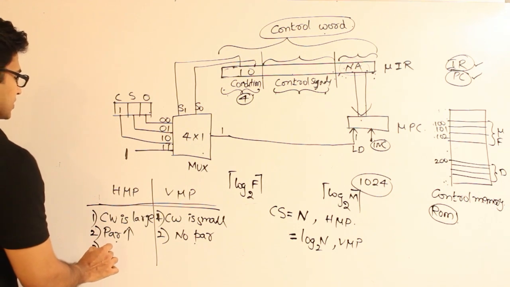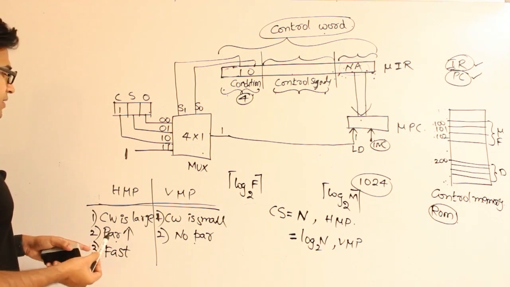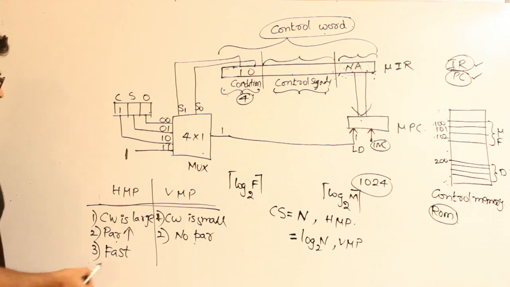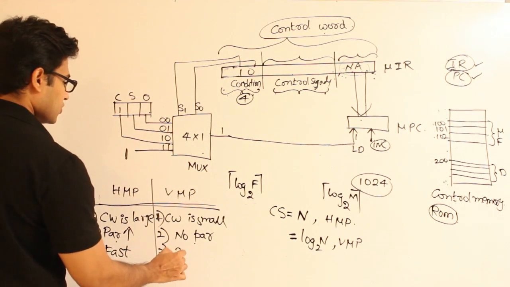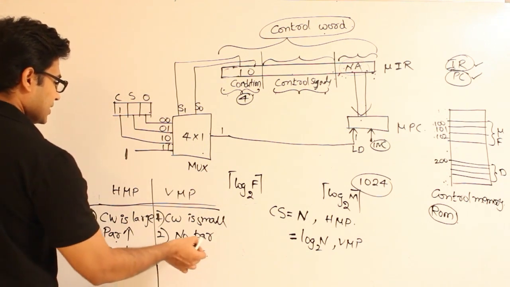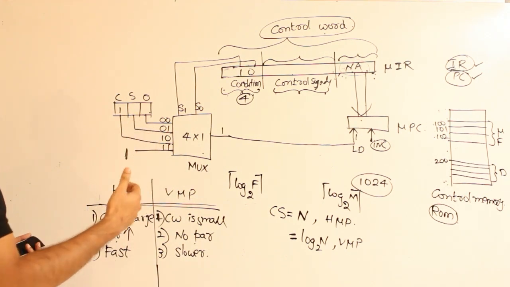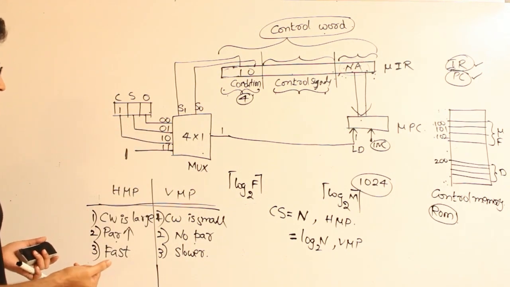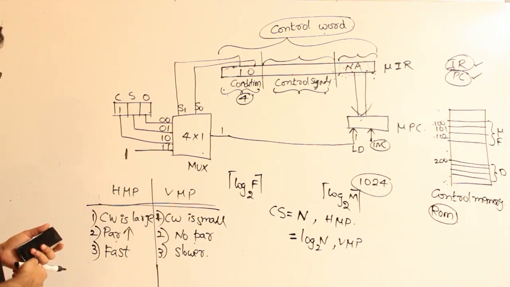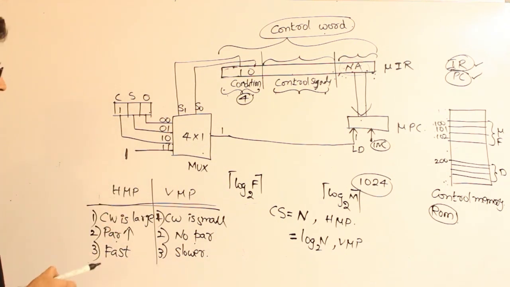And this is faster because of two reasons. One reason is we are able to generate parallel signals, and the other reason is there is no need of decoding a micro instruction, right? And this one is slower. The reason for this one being slow is that control signals will be generated one after the other, as well as you have to go through the decoder all the time, right? So these are the advantages or disadvantages for each part.